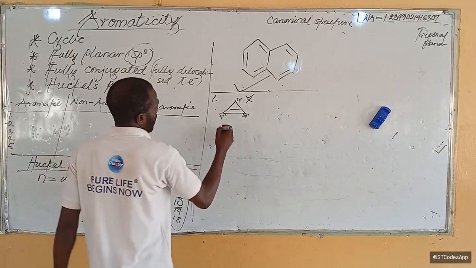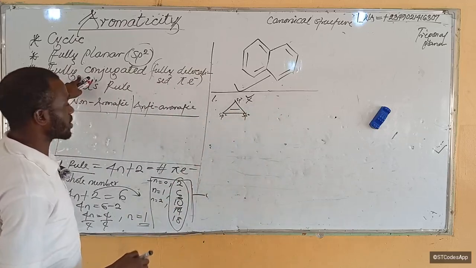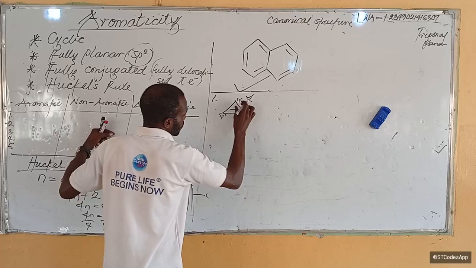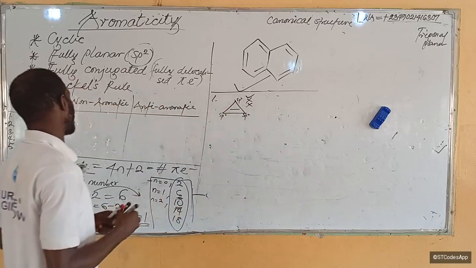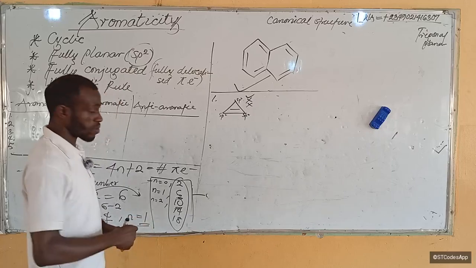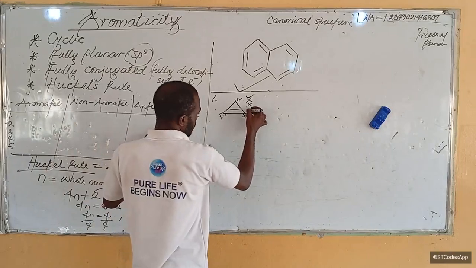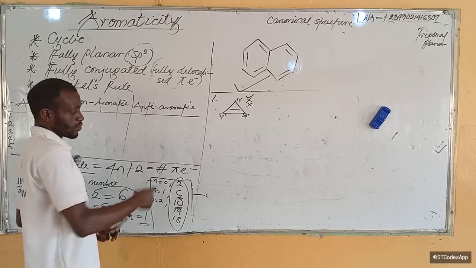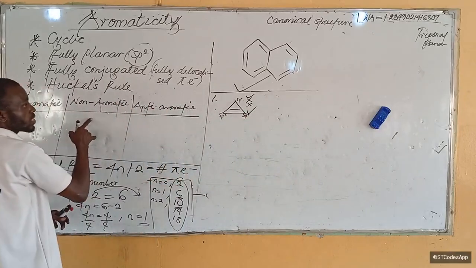Now, how about this second guy? The third box. Let's see if it ticks it. Fully conjugated, that is alternating single and double bonds. Double, single, single. So it doesn't check the second box, or the third box. Then the last box, Huckel's rule. What's the number of pi electrons? It has 2 pi electrons. So if it has 2 pi electrons, it corresponds with that, but since it doesn't meet this criteria, we'll call it what? Non-aromatic.